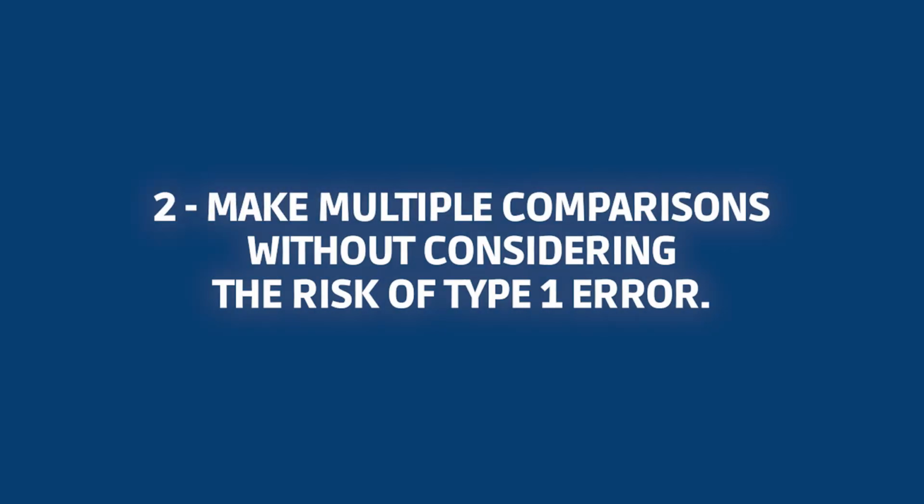The second common mistake is to make multiple comparisons without considering the risk of type 1 error. When you do multiple tests, whether it's in a meta-analysis or in a clinical trial, let's say you do multiple subgroup analysis, for example, you may have a statistical p-value less than 0.05 due to chance alone. This is called a type 1 error, or a false positive finding. So if you do multiple testing in your meta-analysis or in your research paper, you should be aware of the risk of type 1 error.